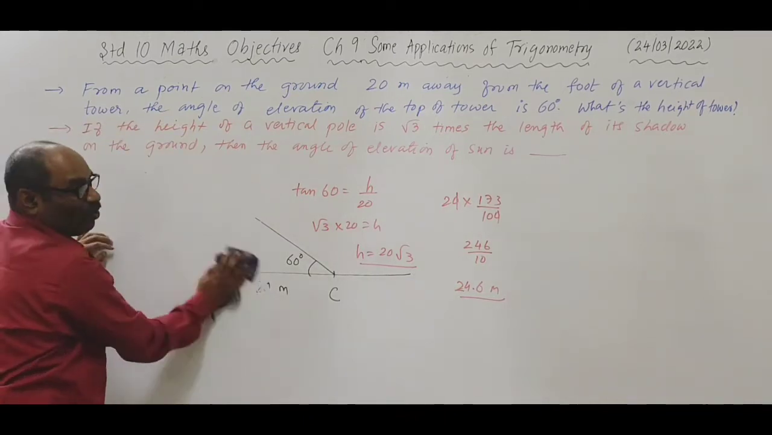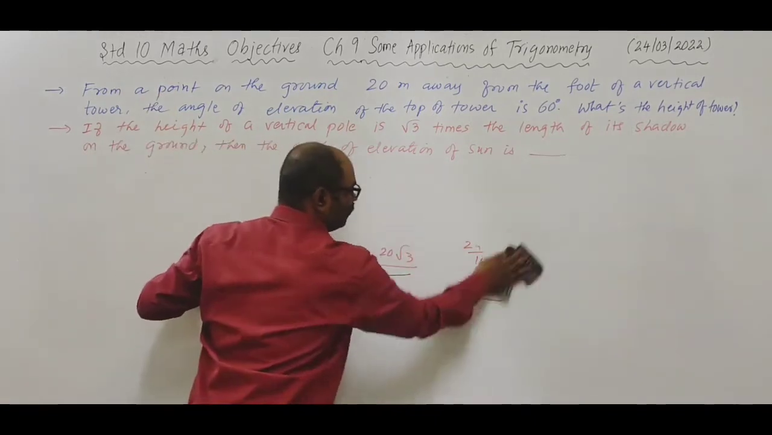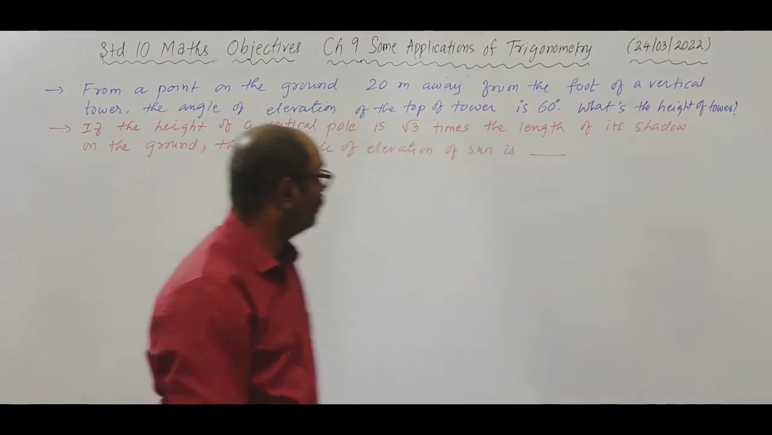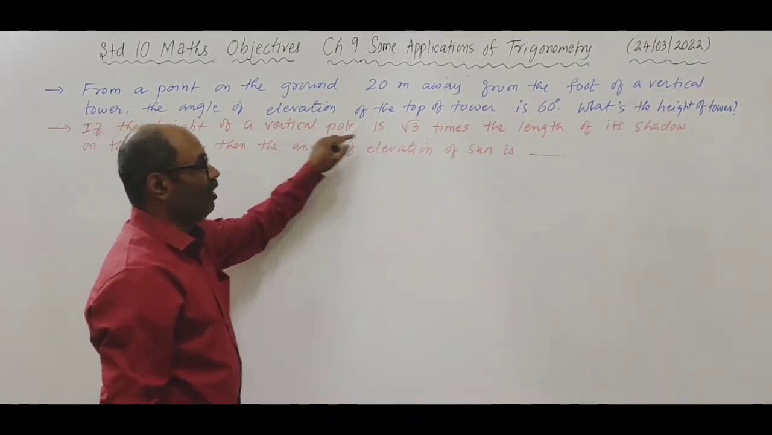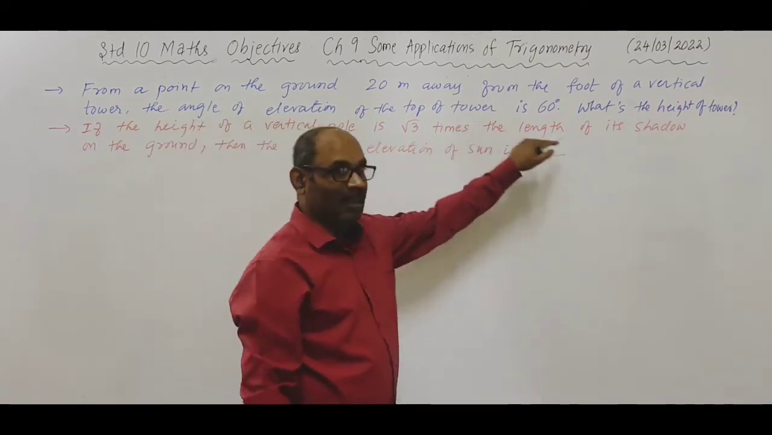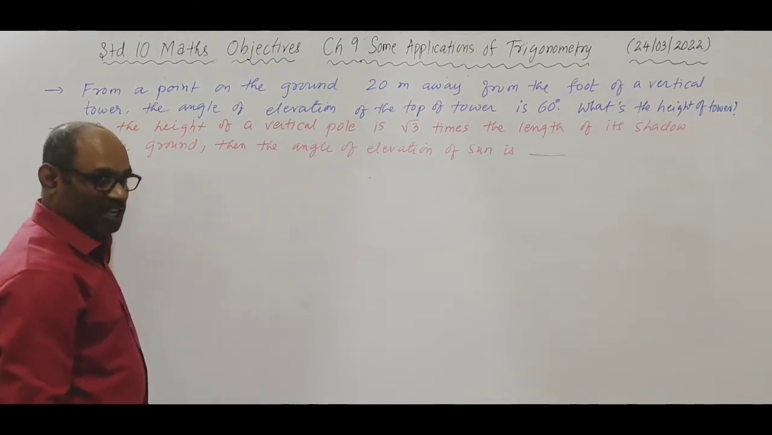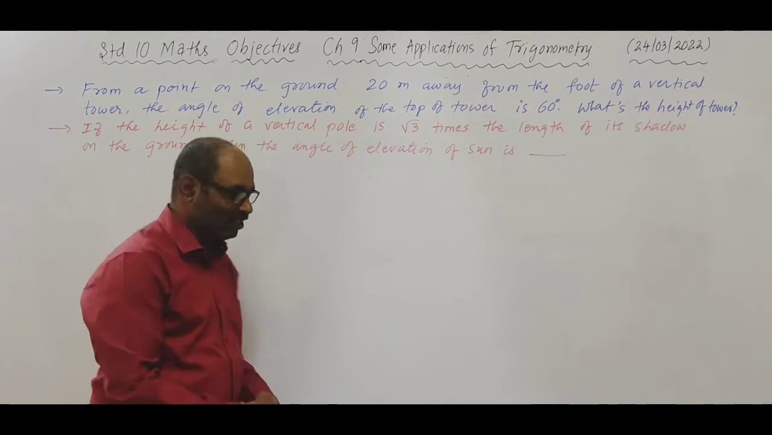Children, it is similar to the one that we have just solved before this. Okay. Now what's the statement? If the height of a vertical pole is √3 times the length of its shadow on the ground, then the angle of elevation of the sun is dash.